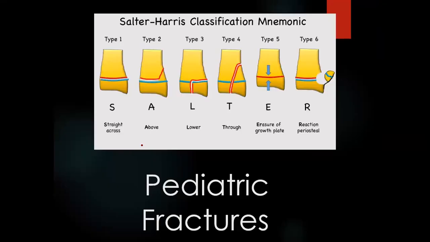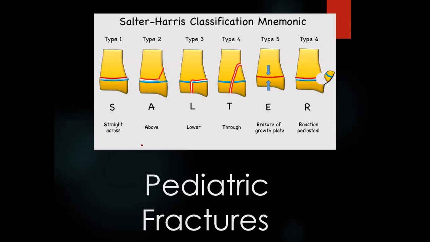So the Salter-Harris classification is really higher yield for pediatrics. We're going to probably just slam this into your head. But at any rate, for the boards and for the exam, you're going to have to memorize the Salter-Harris mnemonic. They've come up with this really pretty easy mnemonic. It's difficult to see if you're talking about a Salter-Harris type 1 or type 5 fracture. These are pretty tough. However, the other fractures are not as difficult.